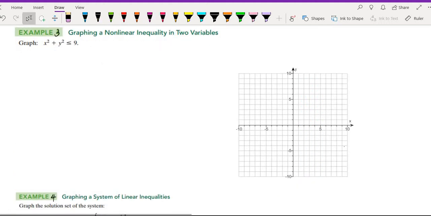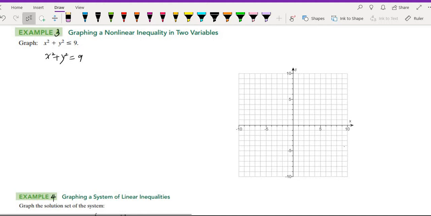Okay, example 3, graphing a nonlinear inequality in 2 variables. So here we have to graph x squared plus y squared less than or equal to 9. First step, write down x squared plus y squared equal to 9. Then we can think, okay, I saw this before somewhere.